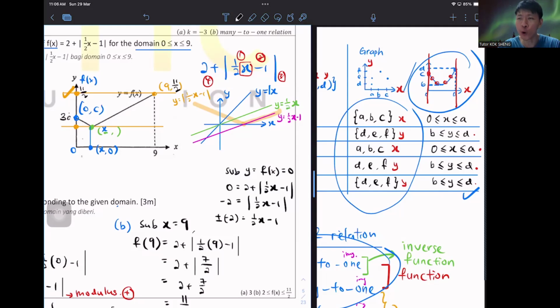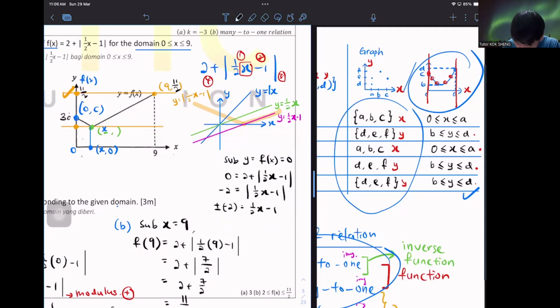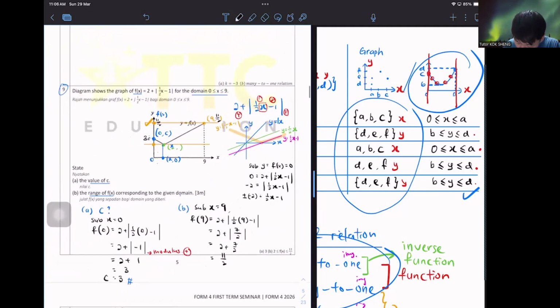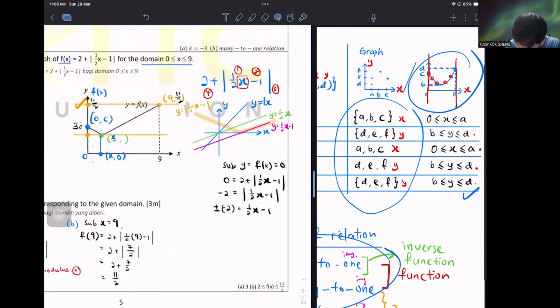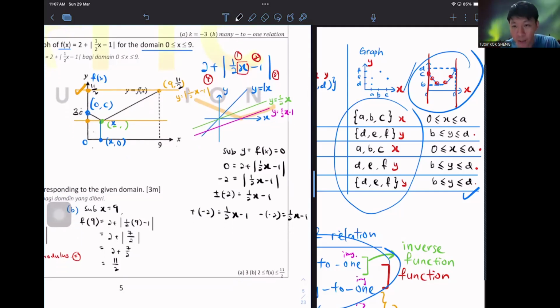For whoever already went through this chapter in school, or maybe attended my class last time, you have to put plus minus when you move over the modulus. Okay, so continue. We're going to split the plus minus. So positive, negative 2. The second one is negative, negative 2. Like this. Then we can find the x.